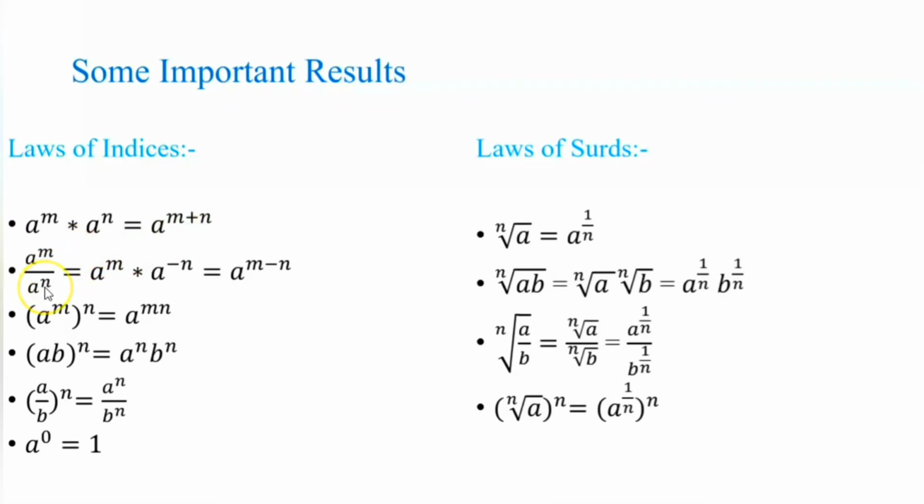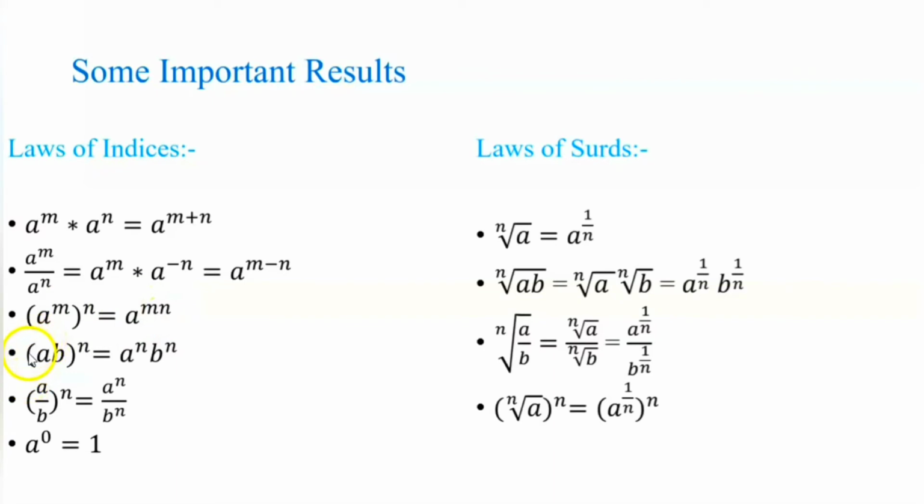Now the second law states that a raised to m upon a raised to n. Now 1 upon a raised to n is the same as a raised to minus n. So this will be a raised to m into a raised to minus n, which is equal to a raised to m minus n. The next law says that a raised to m, the whole raised to n, is the same as just multiplying m and n. That is a raised to m into n.